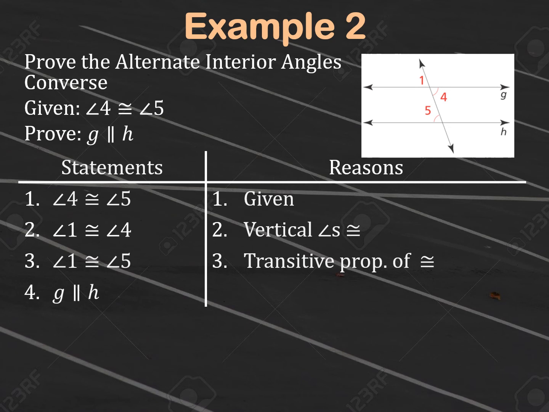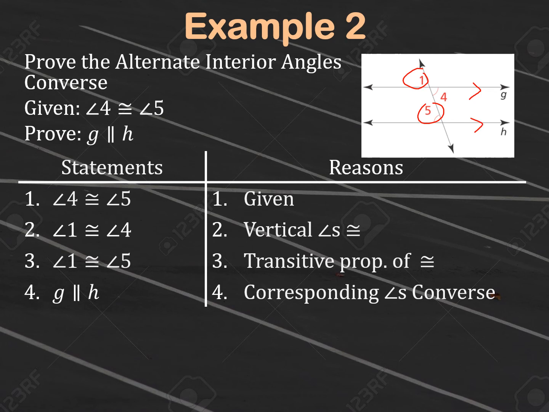Statement 4, G is parallel to H. Why is that true? That's the corresponding angles converse. That was the first rule we looked at. So since angles 1 and 5 are corresponding angles and they're congruent, that means G has to be parallel to H by the corresponding angles converse. So this is the proof for the alternate interior angles converse.